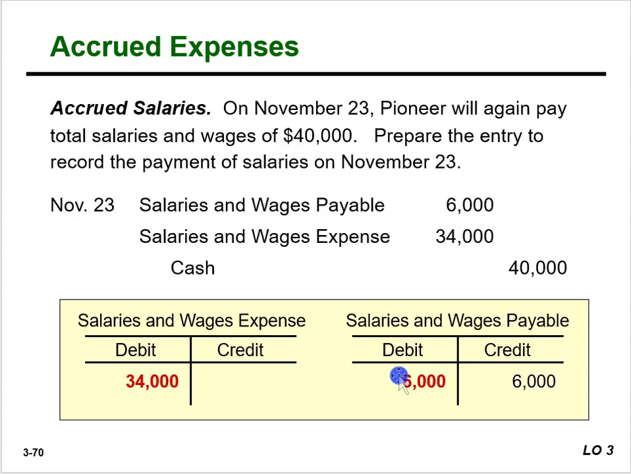On November 23rd, Pioneer will again pay total salary and wages of $40,000. Prepare the entry to record the payment of salary on November 23rd. And so salary and wages payable are debited for $6,000 and salary and wage expense are debited for $34,000. Cash is credited for $40,000. And so even though they're paying $40,000 in November, you're not recognizing the whole $40,000 expense because you recognized $6,000 in a previous period. So that's why you use the salary and wages payable to offset that entry.